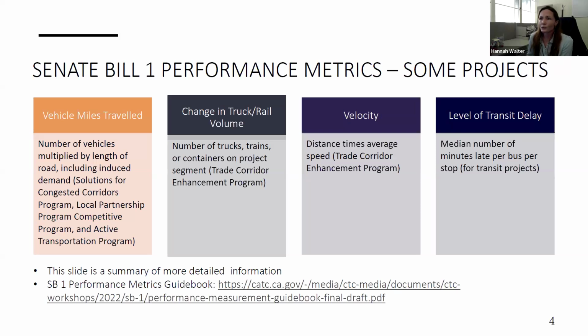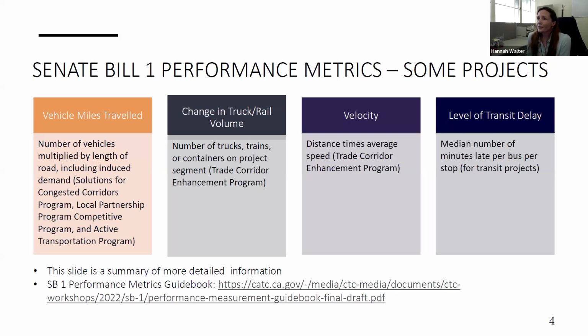And then for change in truck and rail volume, that's a metric that's specific to the Trade Corridor Enhancement Program, because the goal of that program is to improve goods movement. So they're trying to look at the change in the volume of trucks or rail with or without the project. Velocity is just another way of looking at travel time savings, essentially the speed of a vehicle moving through a specific segment. That's only for the Trade Corridor Enhancement Program.